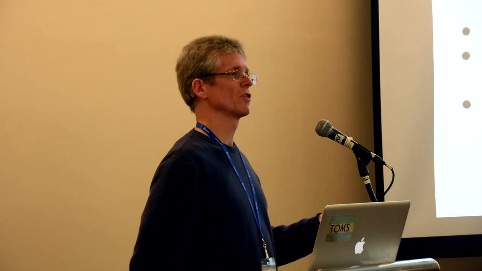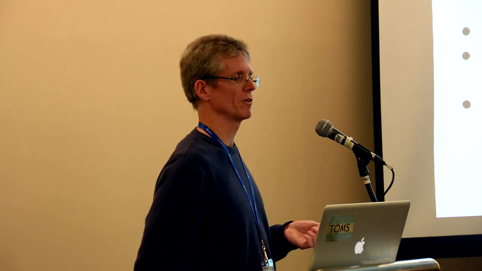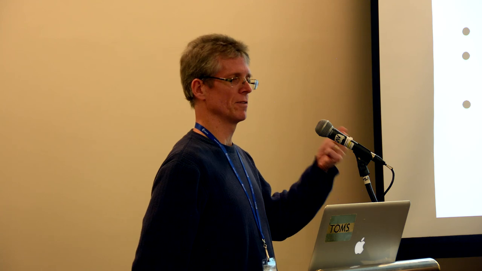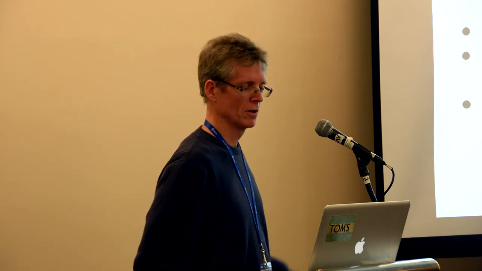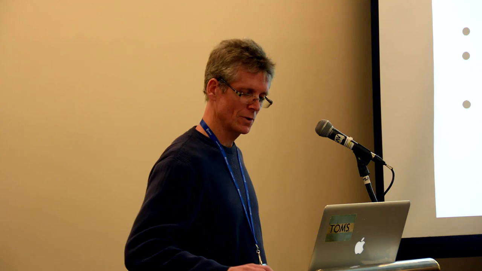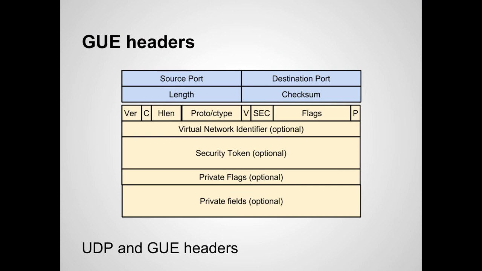And we've already defined some bit fields for security. We have a type of checksum just for the header. Remote checksum offload, this is how we convey it in generic UDP encapsulation. So there's a bit in the header and then a field that contains the offset and offload set in the start. So GUE is pretty straightforward. This shows the UDP header followed by the GUE header. It's a 4-byte fixed header followed by zero or more optional fields.